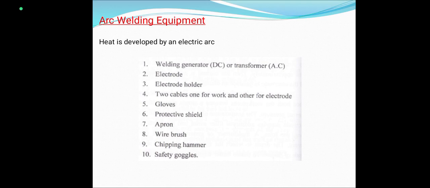Arc welding equipment: heat is developed by an electric arc. The parts are an electric generator, transformer, electrode holder, two cables, one for the work and the other for the electrode, gloves, protective shield, apron, wire brush, chipping hammer, and safety goggles.